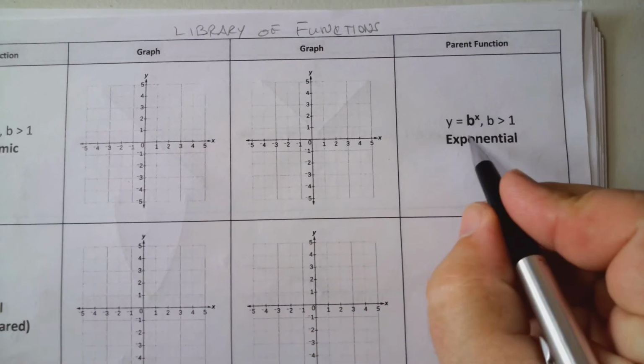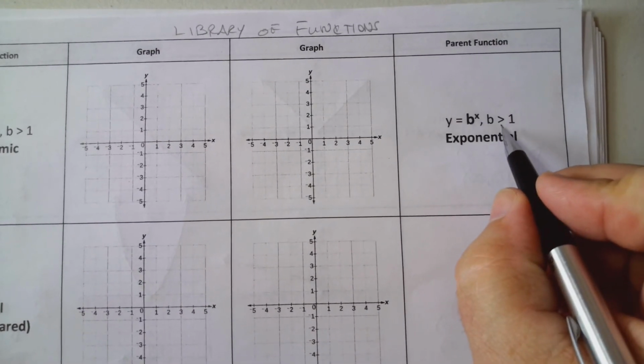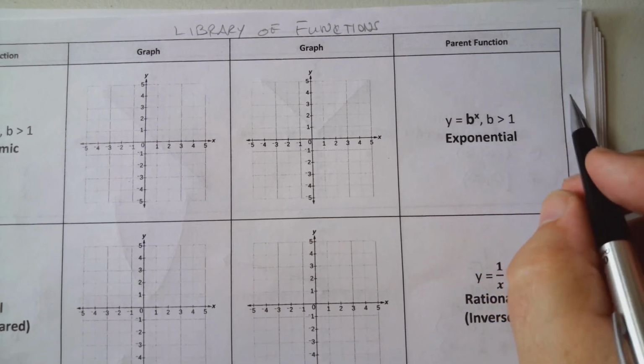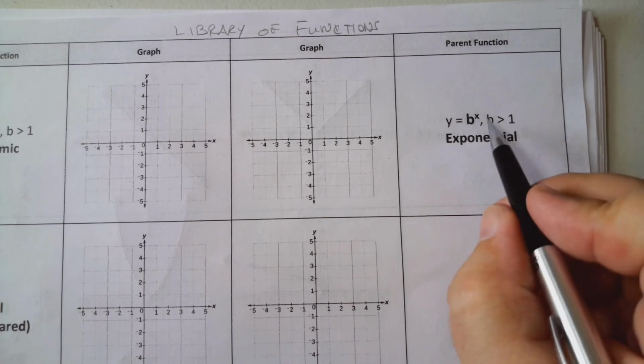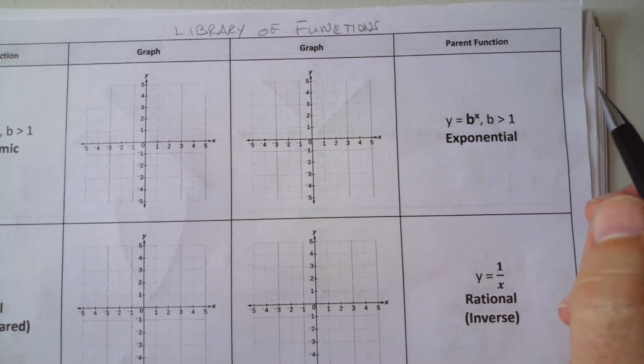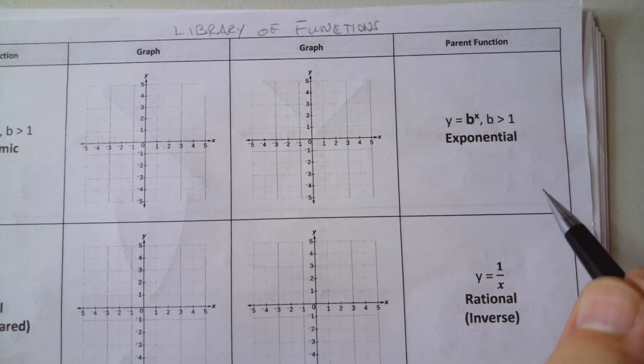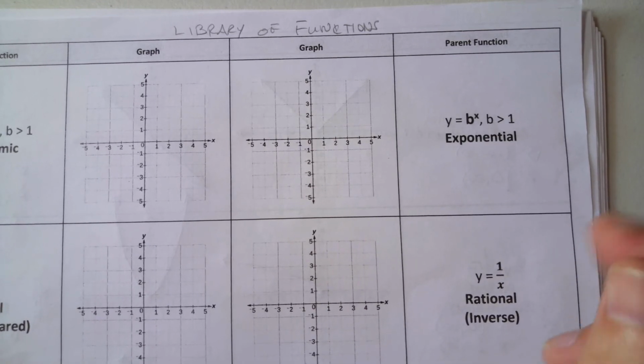Okay, exponentials. For this one, we have to have b being greater than 1. Because if it equals 1, then 1 to any power is 1. And you cannot have negatives because it makes it a fraction and it just bounces up and down.